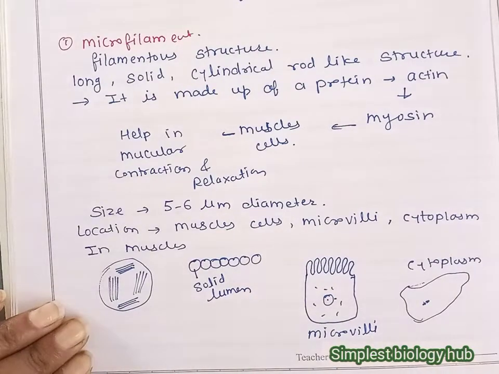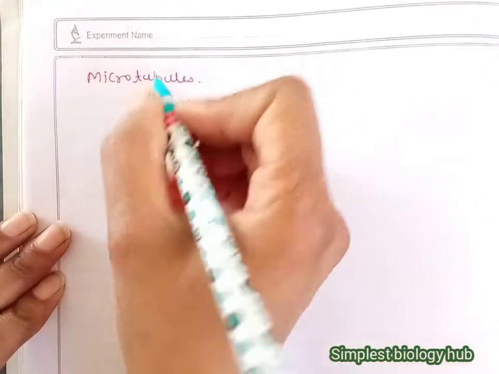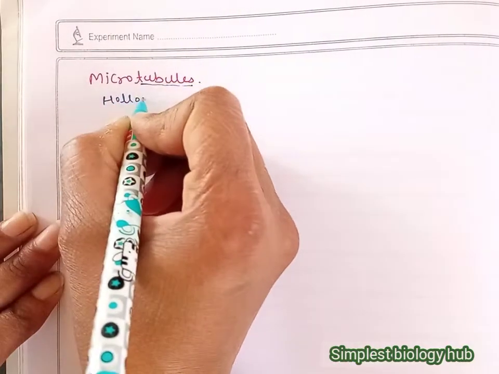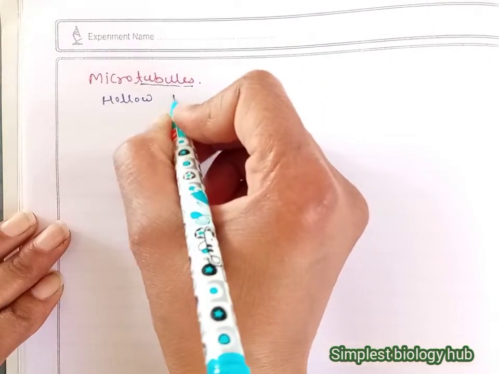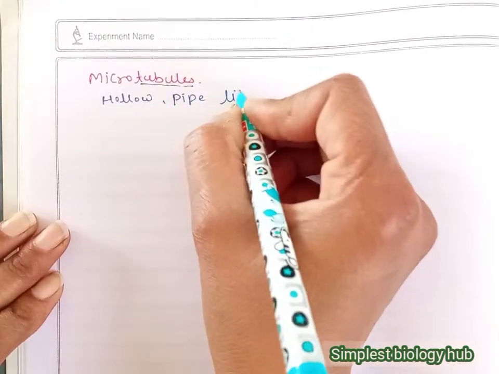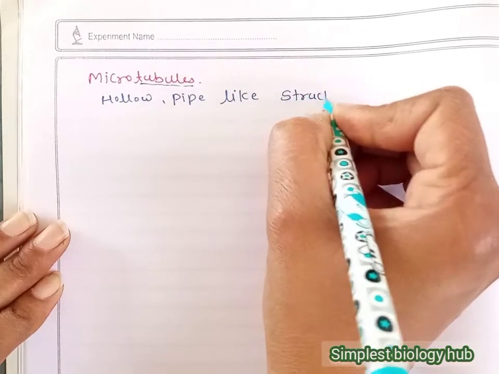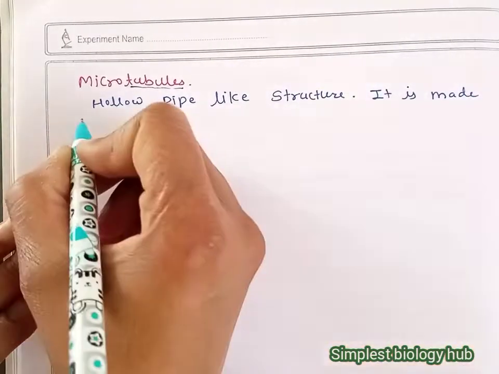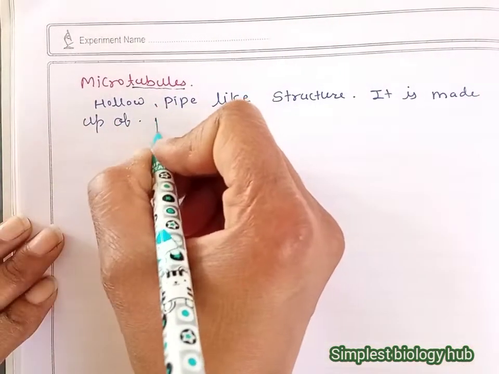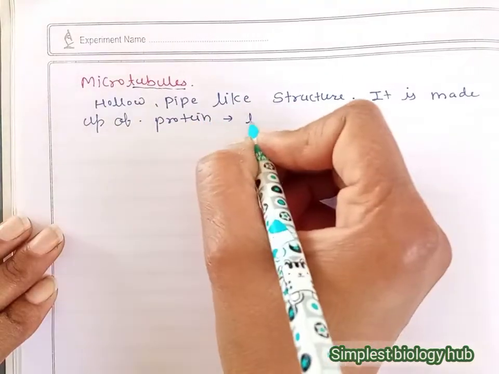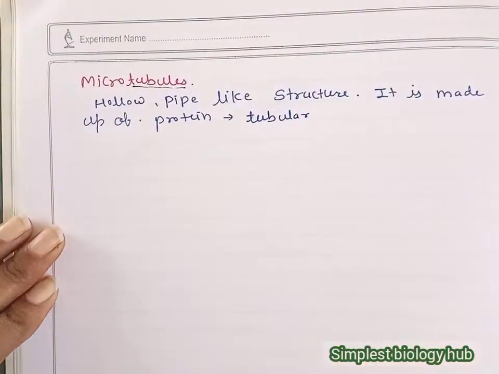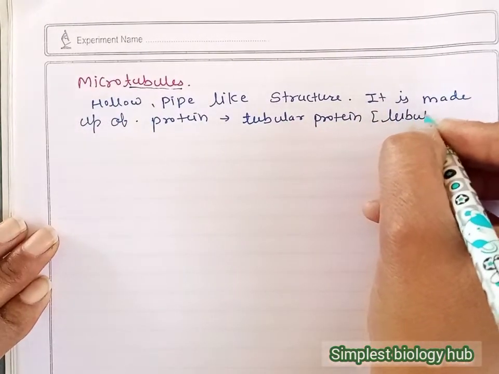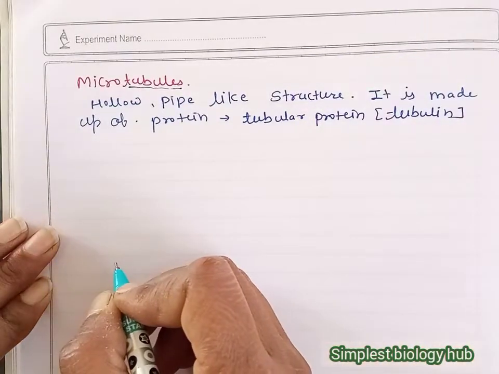Now we move towards the microtubules. Tubules are there, that's why they are hollow structures. On the inner side they have a space or lumen, and this is a hollow pipe-like structure. And it is made up of a protein, a tubular protein, that we call tubulin. The name of the protein is tubulin.